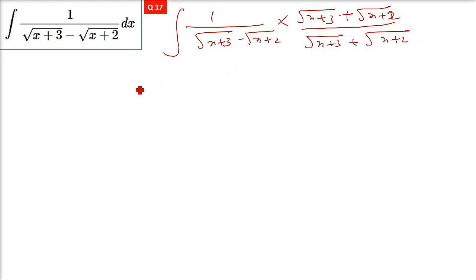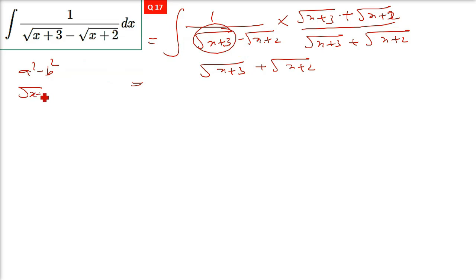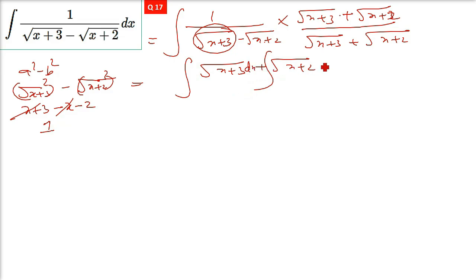So when we multiply this, the whole idea is to get a squared minus b squared in the denominator. And that will also solve our purpose of removing the under root. So under this, a is under root x plus 3, b is under root x plus 2. So a square minus b square, what do we get? We get x plus 3 here, and x plus 2 here. So it would be x plus 3 minus x minus 2, x gets cancelled, 3 minus 2 is 1. So we have this under root x plus 3, under root x plus 2, with dx.